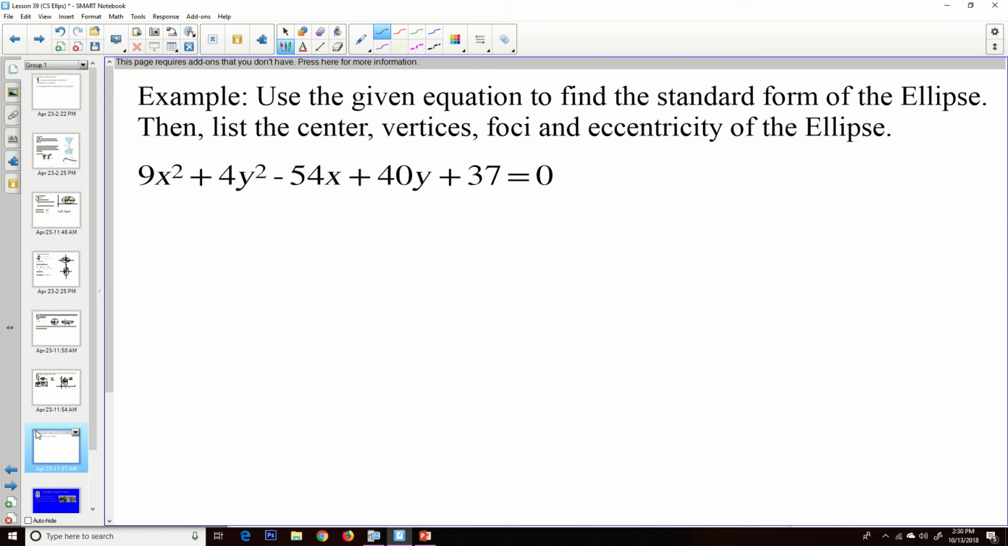All right, it says use the given equation to find the standard form of the ellipse, then list the center, the vertices, the foci, and the eccentricity of the ellipse. Okay, so we got a lot to do on this one. And I see, again, this is the general form.